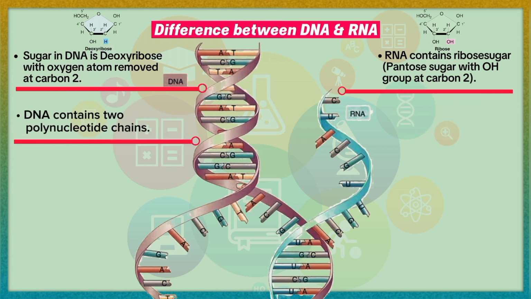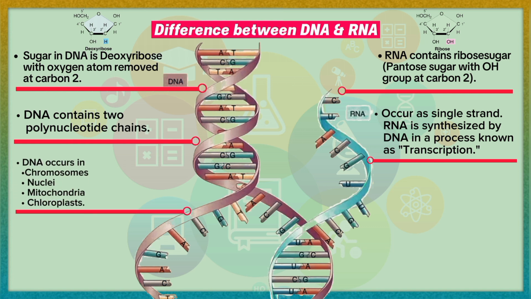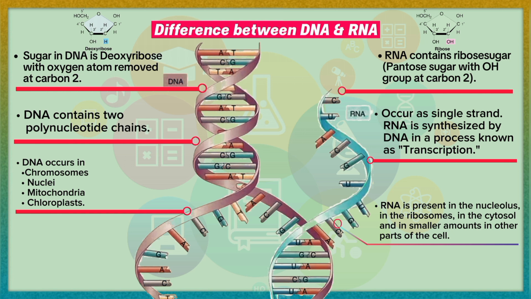Secondly, DNA contains two polynucleotide chains, which are coiled around each other, while RNA consists of a single strand of ribonucleotides, which may be folded back on itself. DNA occurs in chromosomes, in the nuclei of the cells, and in much lesser amounts in mitochondria and chloroplasts. RNA is present in the nucleolus, in the ribosomes, in the cytosol, and in smaller amounts in other parts of the cell.